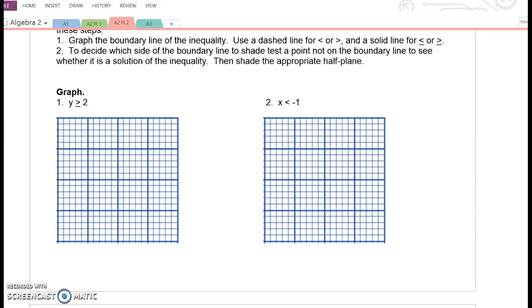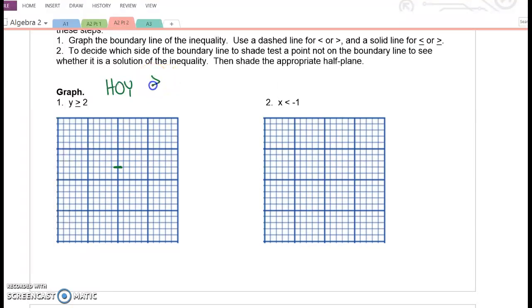y is greater than or equal to 2. One thing that you should probably notice here, is there any x in this inequality? No, so this is a horizontal line. y equals and no x is a horizontal line. So horizontal line at a y value of 2.